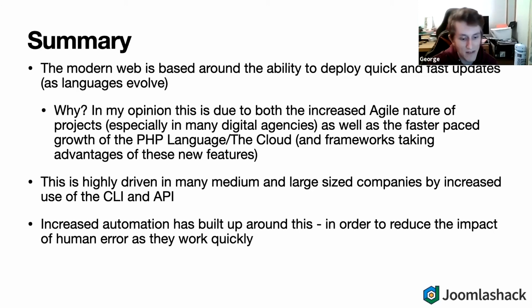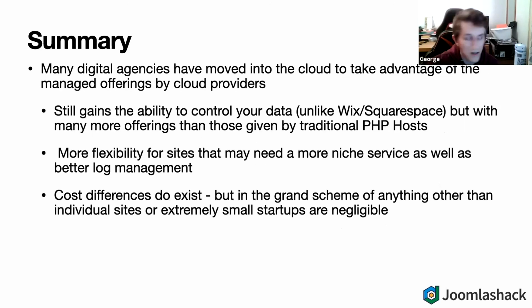And frameworks take advantage of these features, like PHPUnit and that kind of thing, who basically drop support for PHP versions fairly early. And this is highly driven by medium and large size companies, this automation driven by increased use of the CLI and API. And so, you know, this fast rate of work has basically been built around the CLI and API to reduce the impact of human error as people work quickly. Many digital agencies have moved into the cloud to take advantage of managed offerings by cloud providers. Still gives you the ability to control your data, unlike Wix and Squarespace.